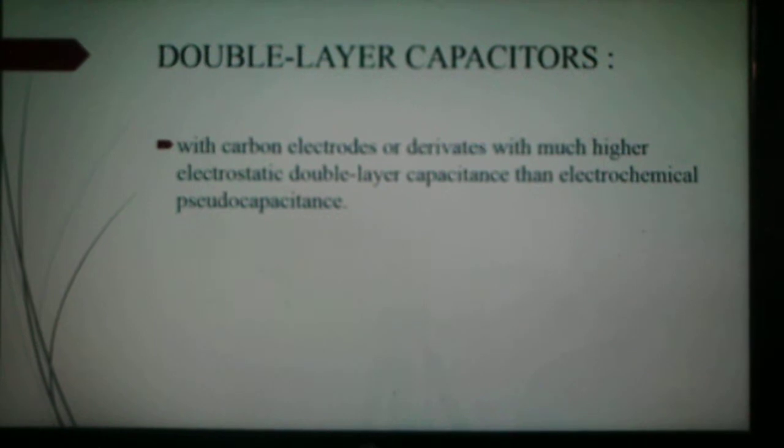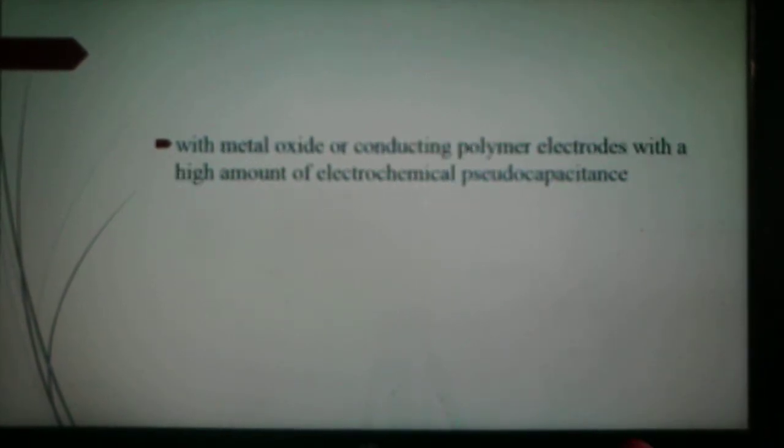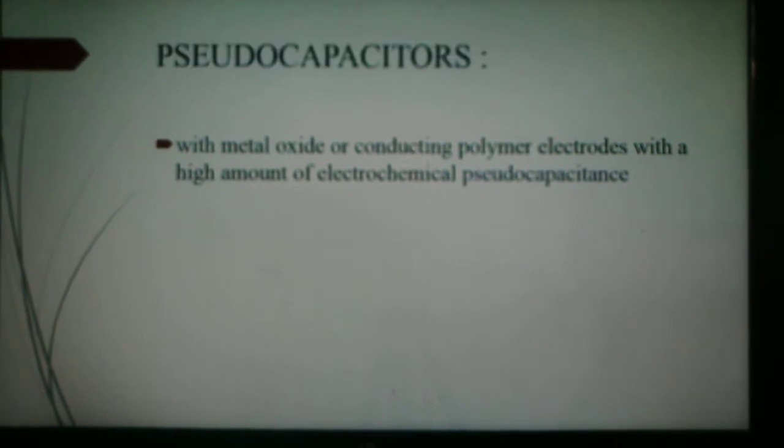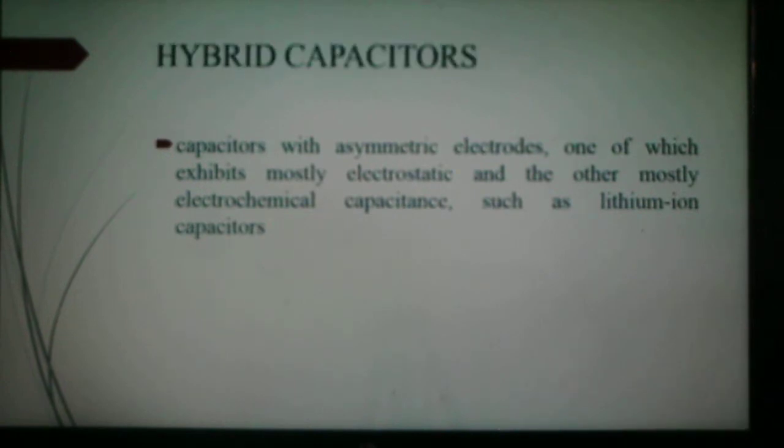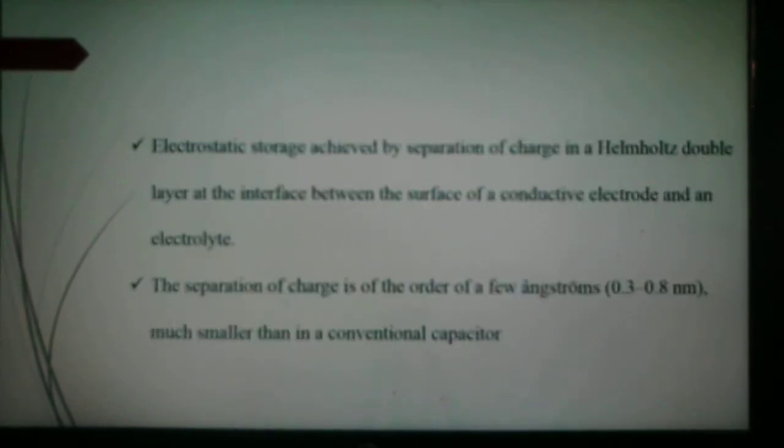Double layer capacitors have carbon electrodes or derivatives with much higher electrostatic double layer capacitance than electrochemical pseudo capacitance. The next type, pseudo capacitors, have metal oxide or conducting polymer electrodes with a high amount of electrochemical pseudo capacitance. The third type is hybrid capacitors, with asymmetric electrodes, one of which exhibits mostly electrostatic and the other mostly electrochemical capacitance, such as lithium ion capacitors.